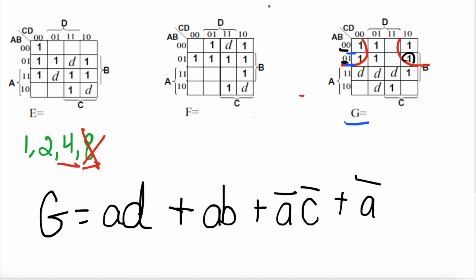What about C and D? We can see here that C is 0 for the first column, but then C is 1 for these ones, right? So C is not consistent. C is only 0 for these ones and 1 for these ones. So since it's not consistent, C gets canceled from the equation.